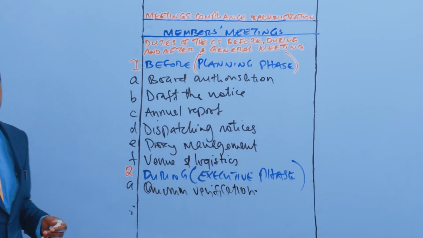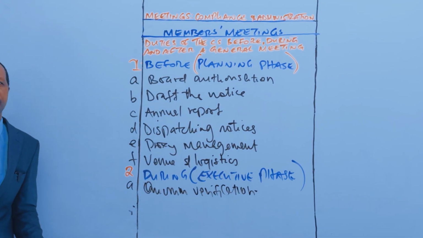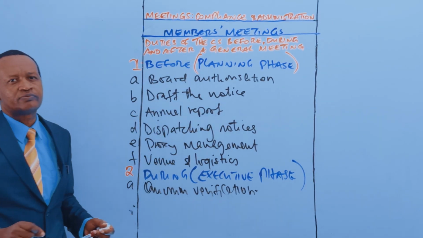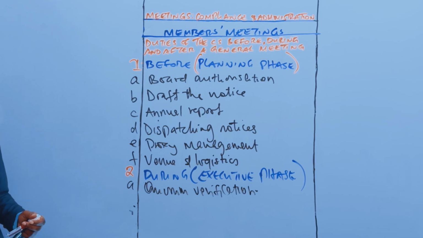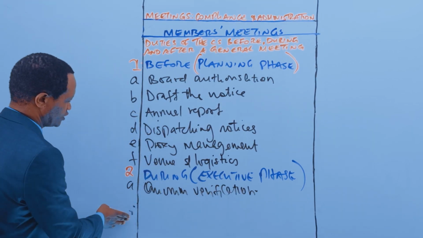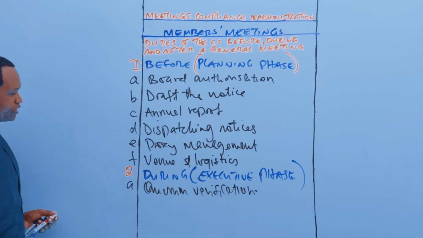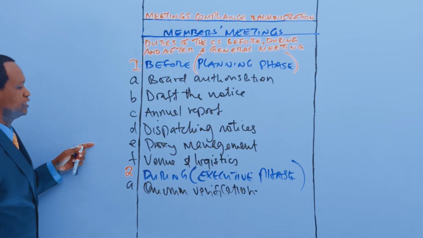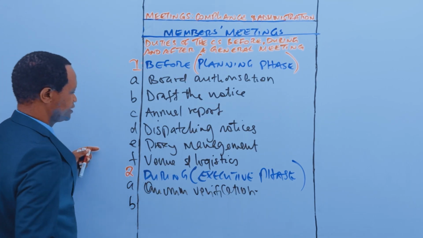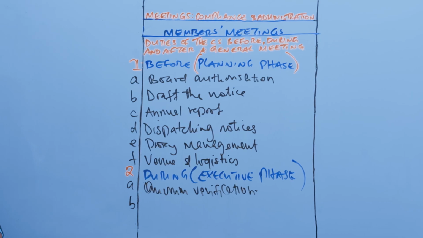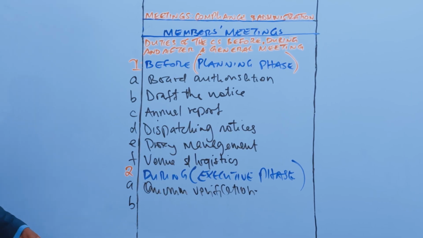Quorum verification. The secretary has to confirm to the chairperson that the minimum number of members as per the articles is present, so the meeting can legally proceed. So the chair has to wait for the company secretary to give a green light that pertains to the quorum.